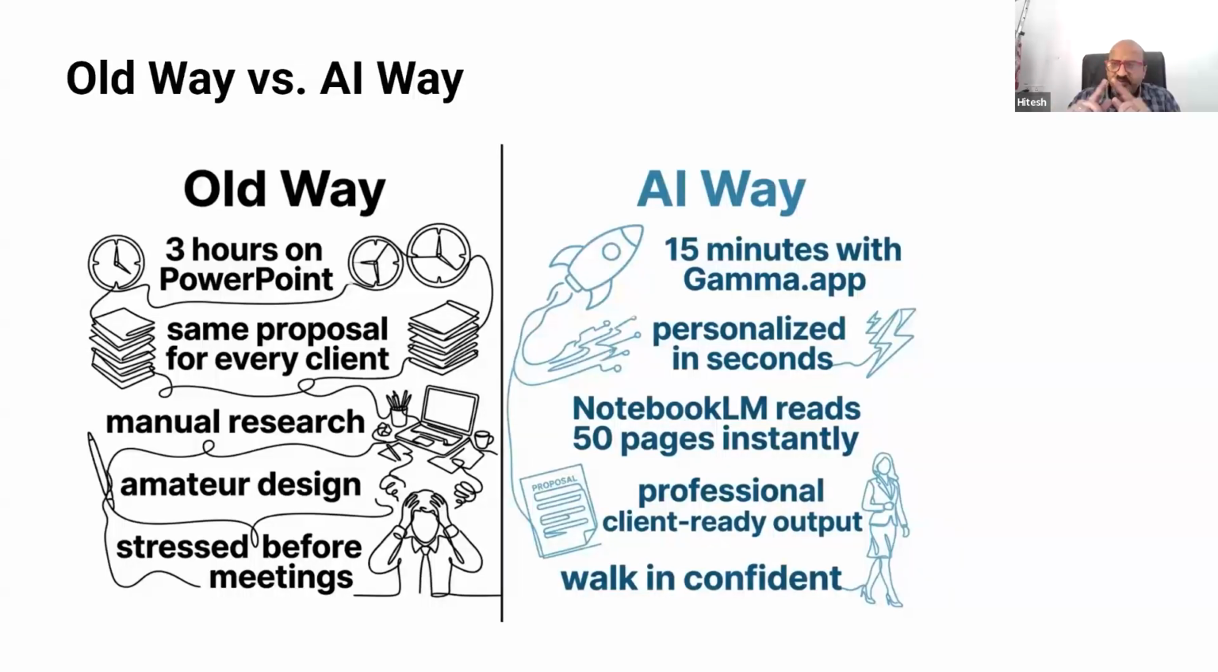But the new way of doing things is we can build proposals using a tool called Gamma. We can personalize proposals very fast through AI. And I can use Notebook LM, which can read 50 to 100 pages instantly. And I can make a professional, client-ready output and walk into the meeting with confidence. So let me show you a very interesting tool called Gamma first.